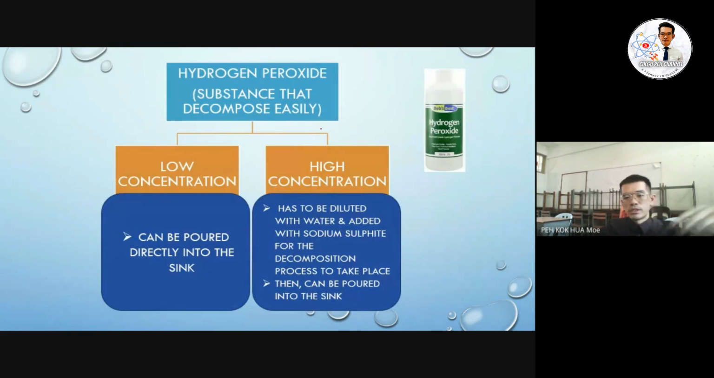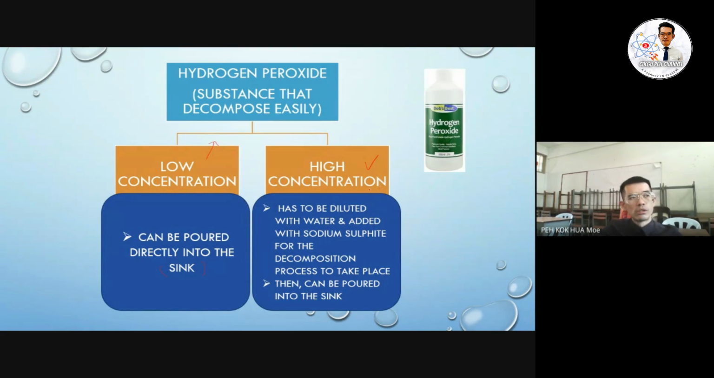First, let us discuss the disposal method for hydrogen peroxide. The figure here is showing the hydrogen peroxide. It's a substance that decomposes easily. With low concentration, it can be poured directly into the sink. That means there is no risk to the environment for the low concentration, so you can straight away dispose of it in the sink.